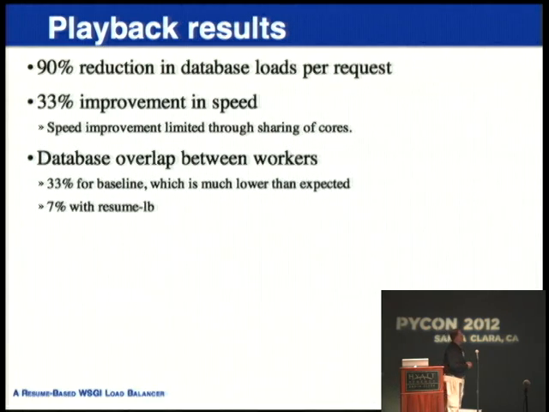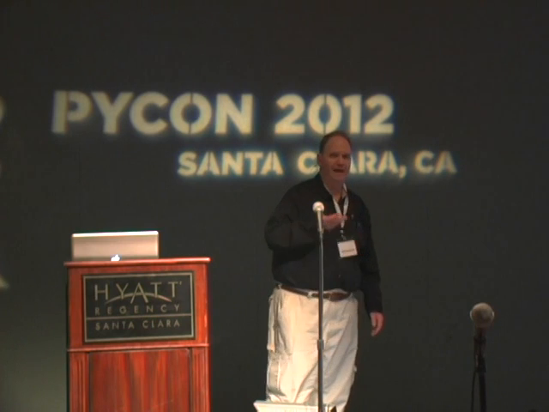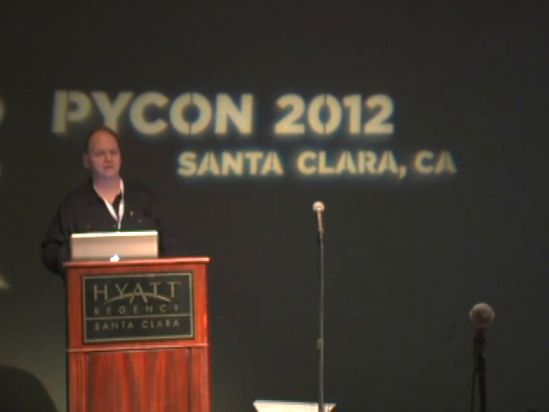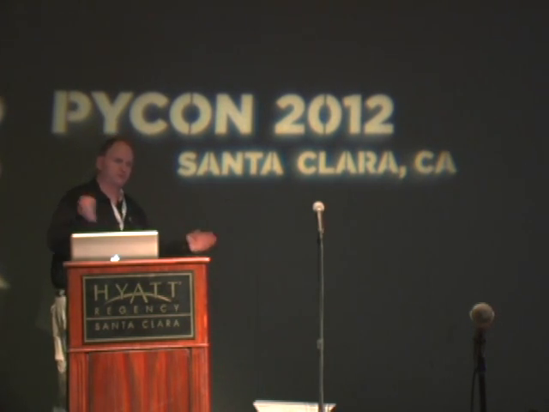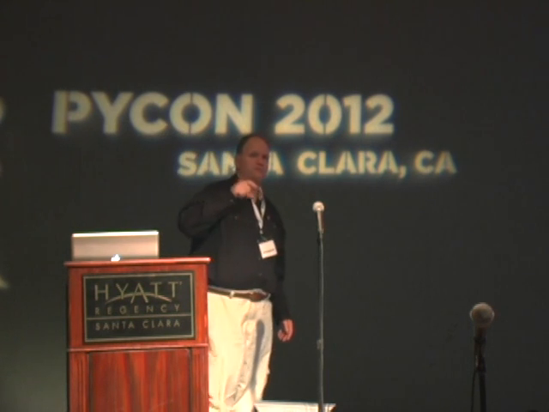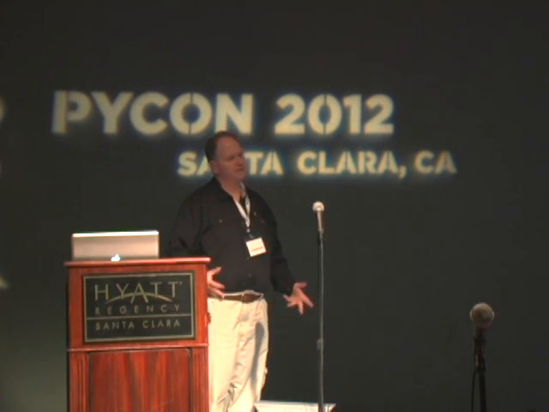Interestingly, I looked at the overlap between the databases. The ZEO client has a disk-based cache, as I mentioned before, and I could find out what objects were actually used by those processes by introspecting the cache and seeing what objects were in it. I was really surprised to see that even for the baseline, where there's no request ordering and all the workers are getting requests pretty much randomly for the whole corpus, only about 33% of the objects were in all 16 of the caches.